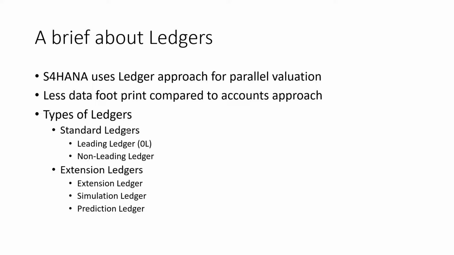As we discussed, an extension ledger cannot be added to the ledger groups manually, and an extension ledger should have a standard ledger as an underlying ledger. So when we are creating an extension ledger, we define what the underlying standard ledger is. The underlying ledger can be only a standard ledger, which is a leading ledger or a non-leading ledger, but it cannot be another extension ledger.